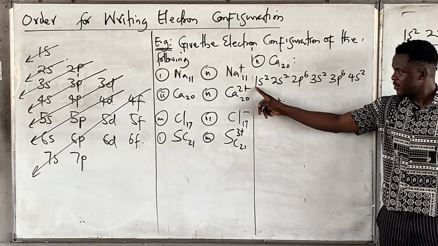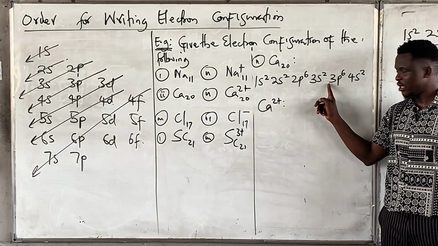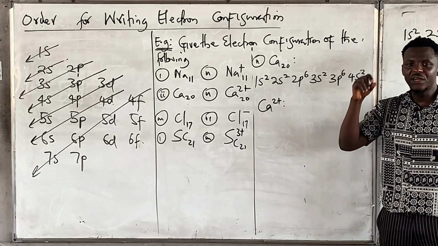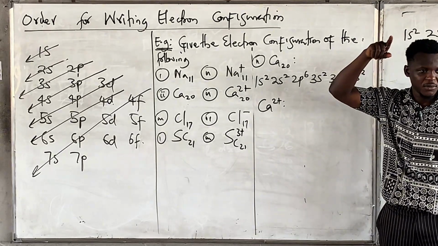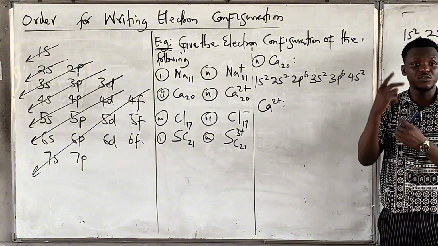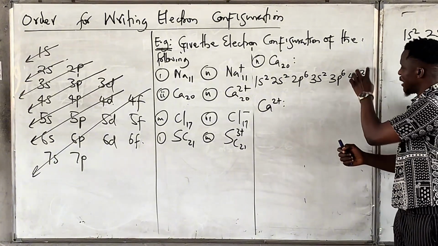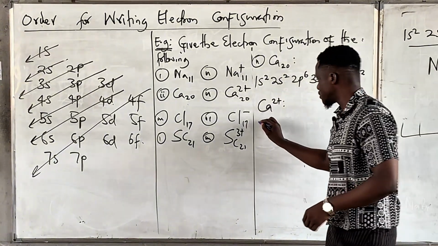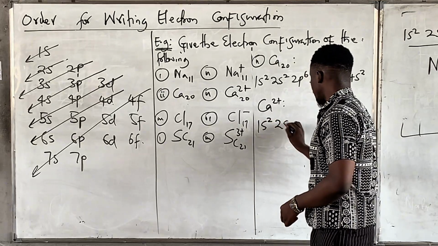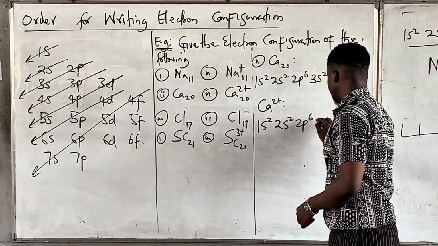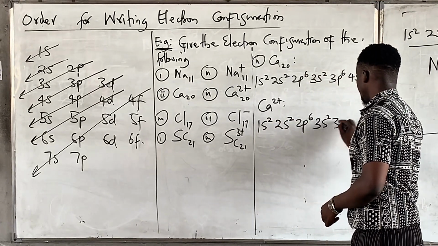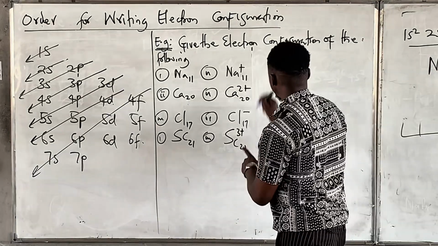It means that this atom has 4 shells: the first shell, the second shell, the third shell, and the fourth shell. So if you're removing electrons, you remove from the outermost shell. And +2 means removal of 2 electrons, right? So if you remove 2 electrons from here, this guy becomes 1s2, 2s2, 2p6, 3s2. Please look up.